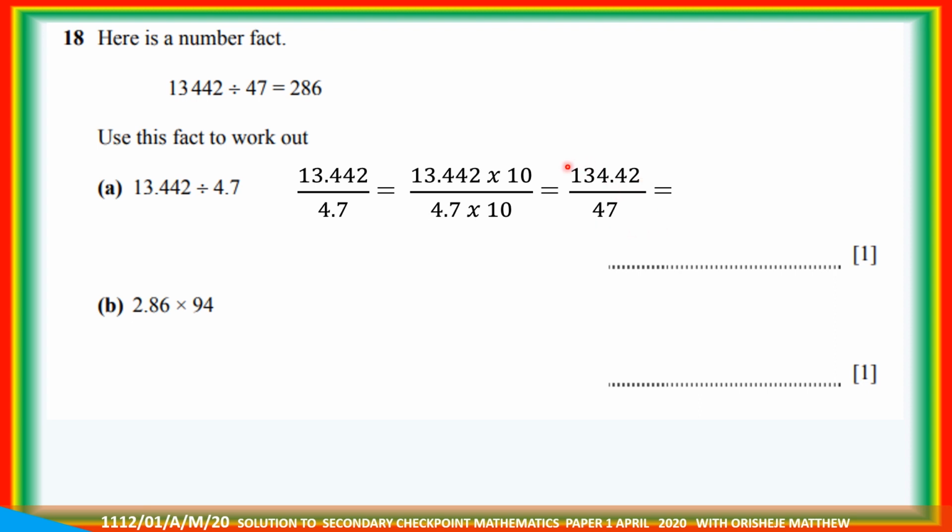If I were to divide 13,442 by 47, it would have given me 286. But this time, since there's a decimal point, my answer is supposed to be 286, so I will shift the decimal point by the same number of decimal places as this. So 2 decimal places. That's why your answer will become 2.86. Let's use it for the second.